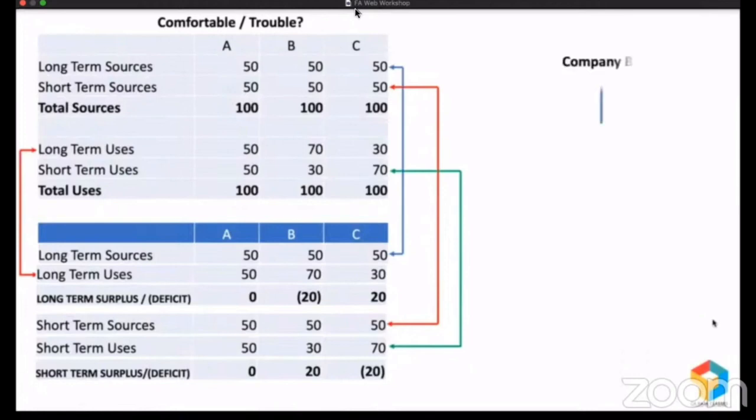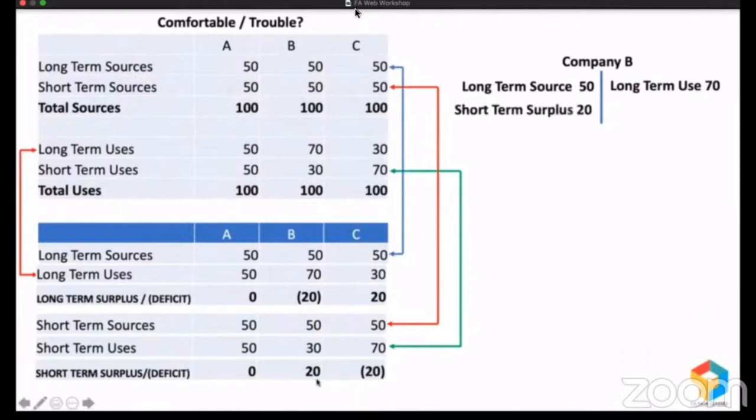Pay attention here. Company B, they raised a long-term source of 50, but they created a long-term use of 70. How is that possible? With 50, you cannot create 70. So from where did they get the remaining 20? Obviously, they got that remaining 20 from here. So this short-term surplus of 20 with the long-term source of 50, they got money worth 70 million, which they've used for long-term purpose. And because of this reason, we say company B is in trouble.